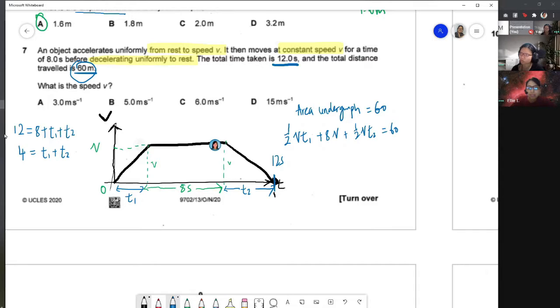I am going to multiply everything by 2 and factorize my V. So this is T1. If I multiply everything by 2, the half goes away. 8 becomes 16. Multiply this one by 2, this will be T2 because the half goes away. Multiply this one by 2, this is 120. I know what T1 plus T2 is: 4, given to us already. So we found V. It will be 4 plus 16 times V equals 120. So V is 120 divided by 20, which is 6 meter per second. Correct.